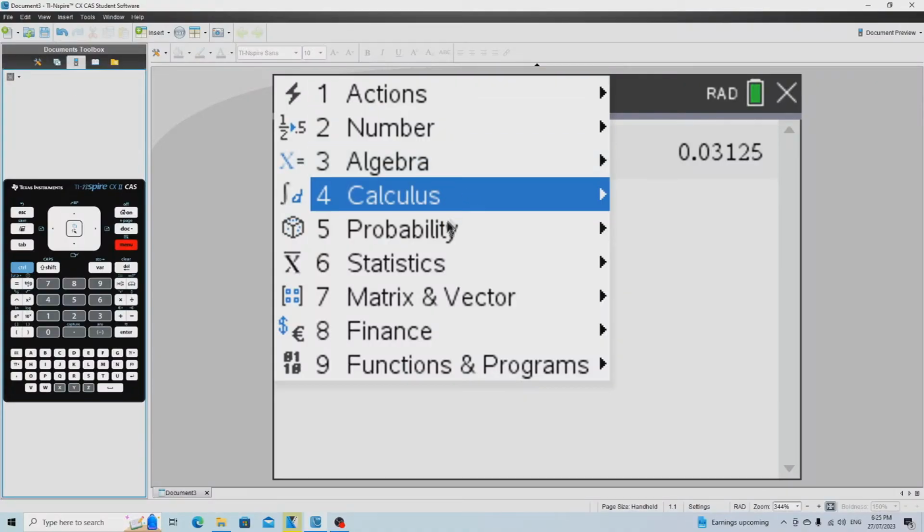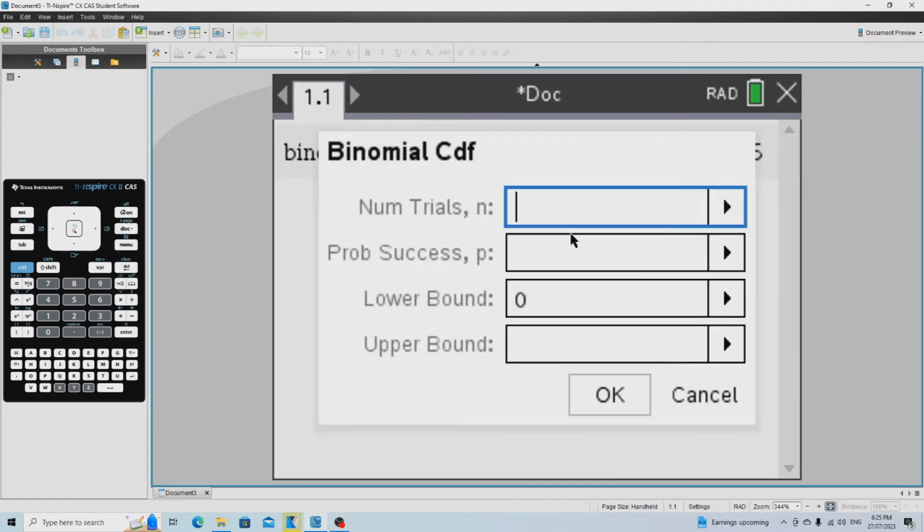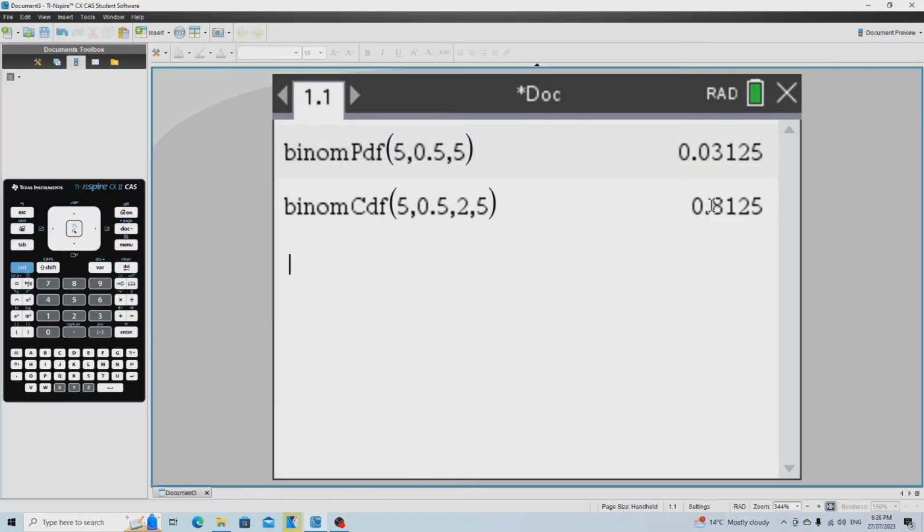So what we use is the probability distribution, not binomial PDF, but CDF now. The number of trials there is 5. The probability of success, again, is 0.5. The lower bound is 2, and the upper bound, the maximum, is 5. And it gives us 0.81.